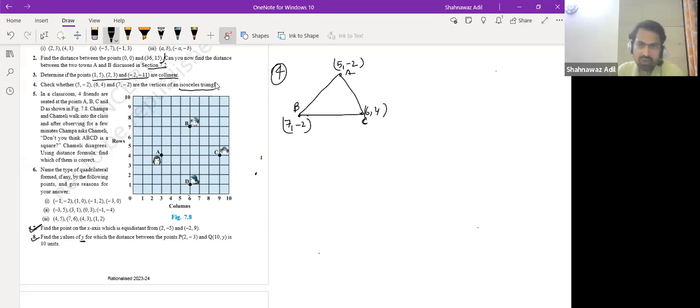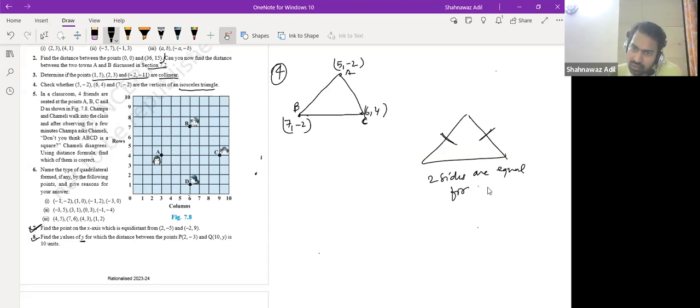So what do we need to prove? To prove that the triangle is isosceles, what do we need to prove? What is an isosceles triangle? Two sides should be equal. That is called an isosceles triangle. If all three sides are equal, that is equilateral. But if two sides are equal, that is isosceles.